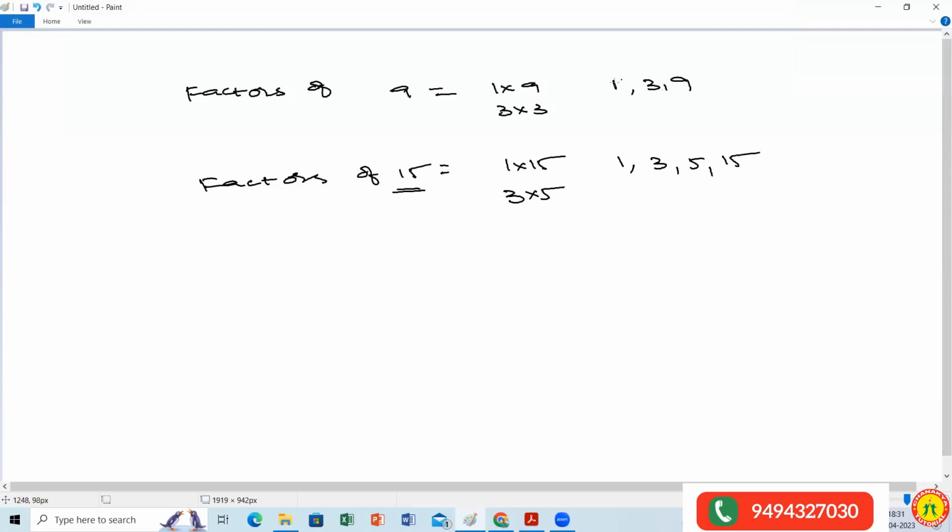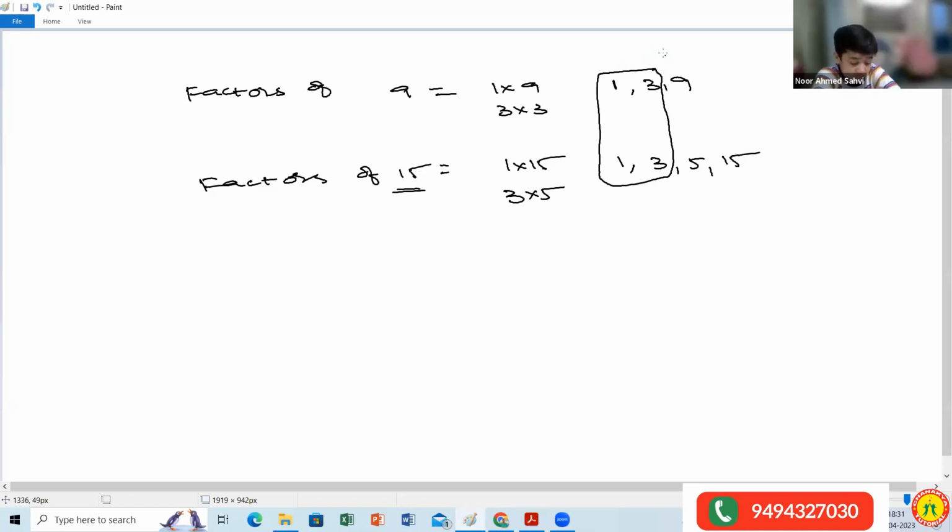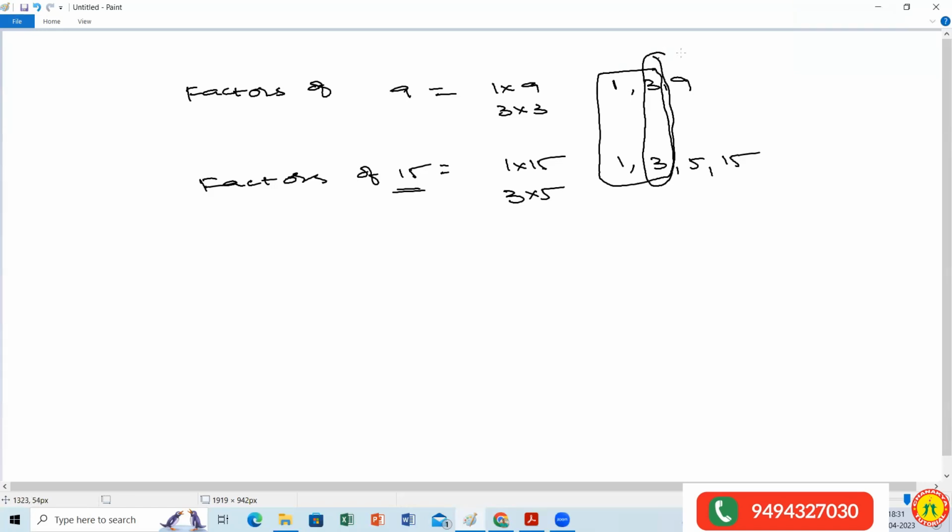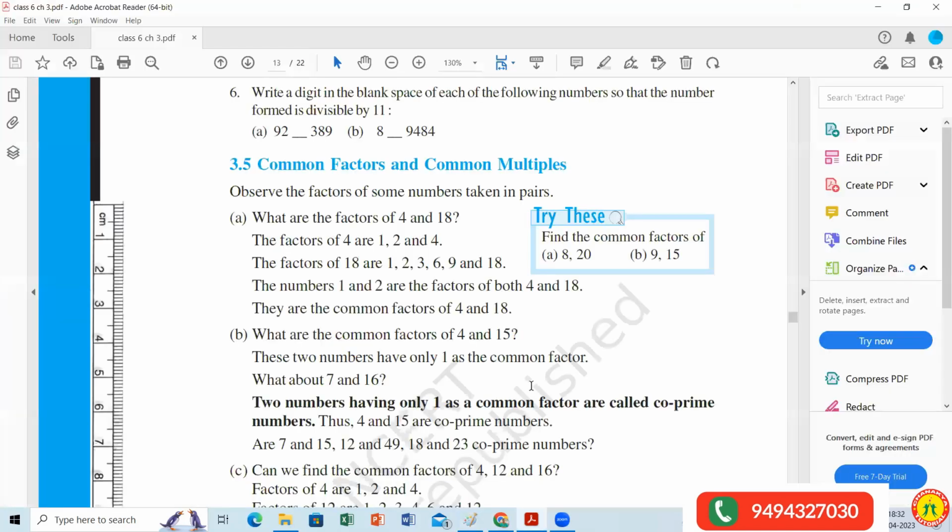Very good. Now what are the common factors here, Aishwarya? 1 and 3. In this, which is the highest common? 3. The greatest common is 3. So this is GCD or HCF. We can call it both. This is the basic method, children. We are not able to find all the factors for big numbers every time. If the numbers are small, you can solve with this method. There is another method I will teach you later.